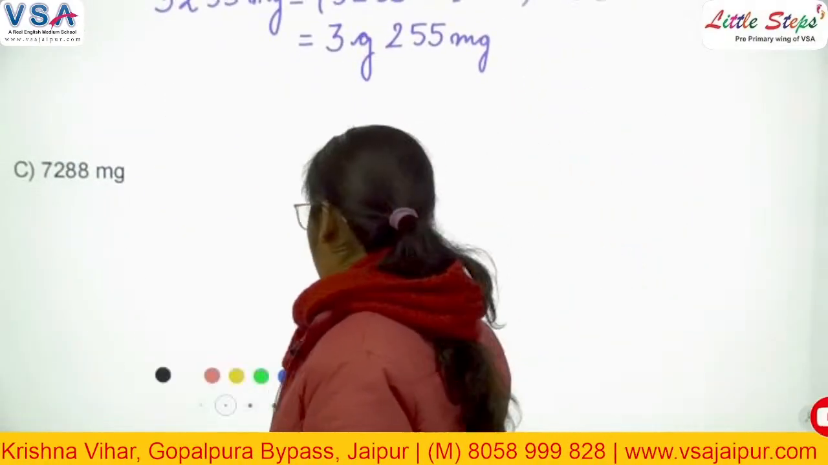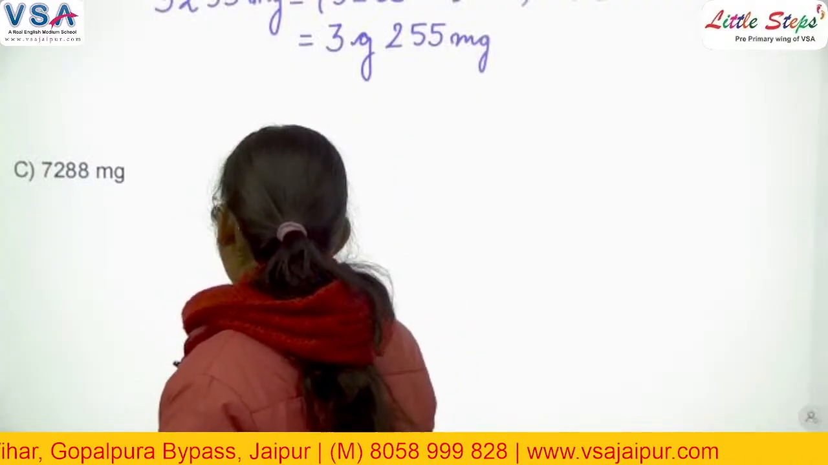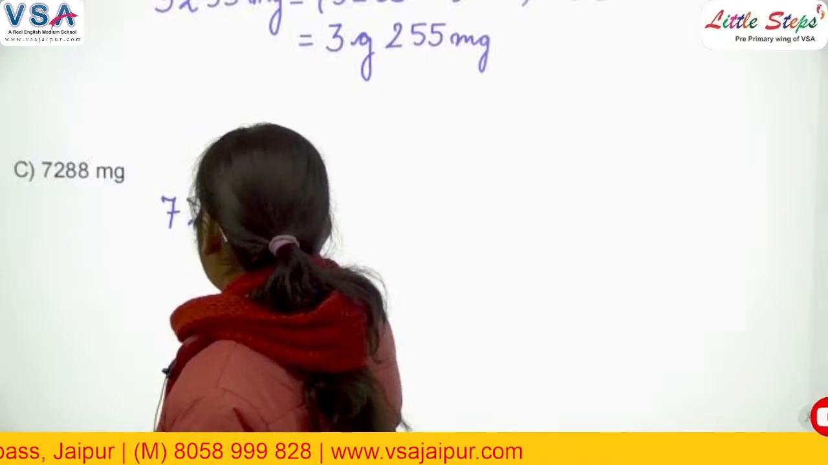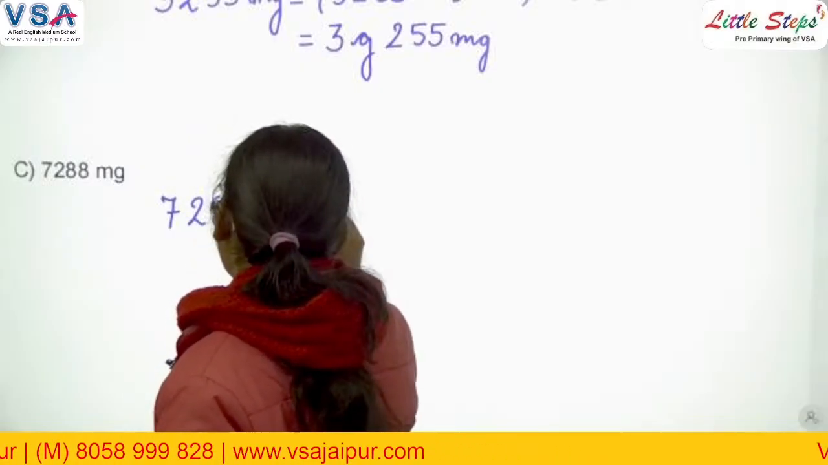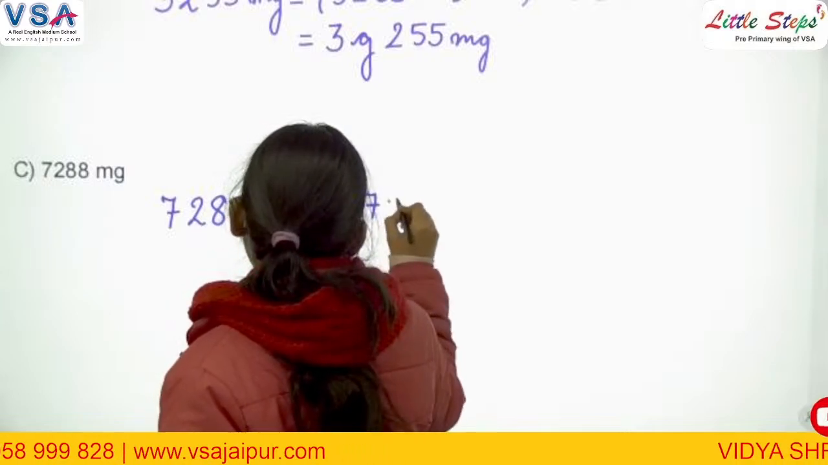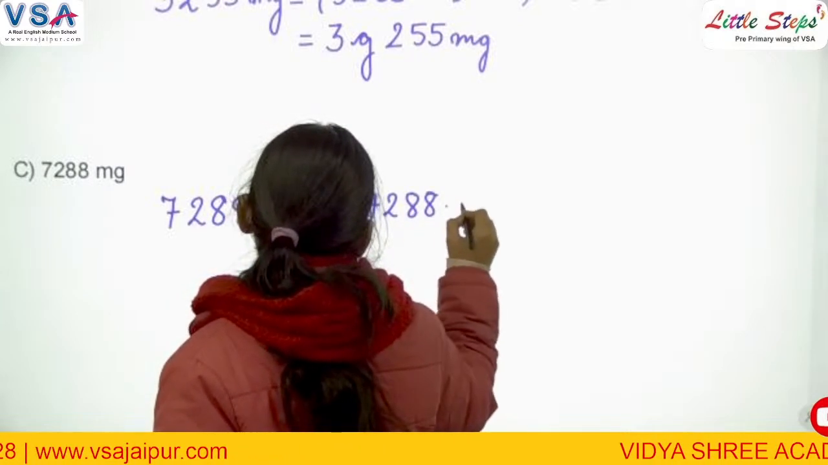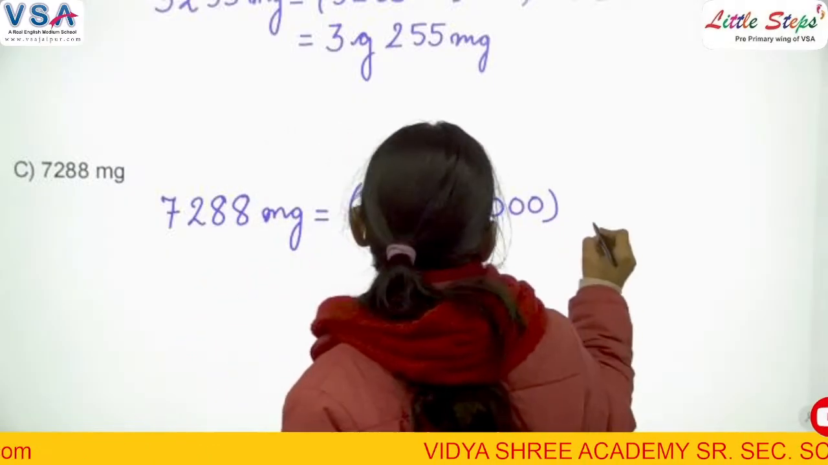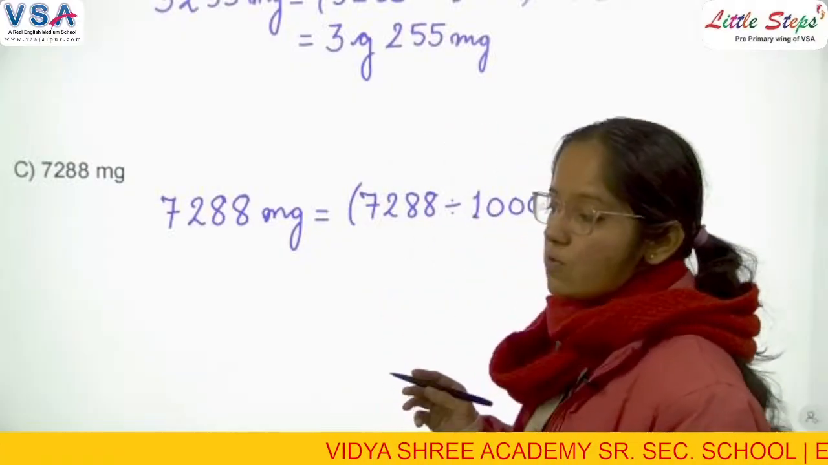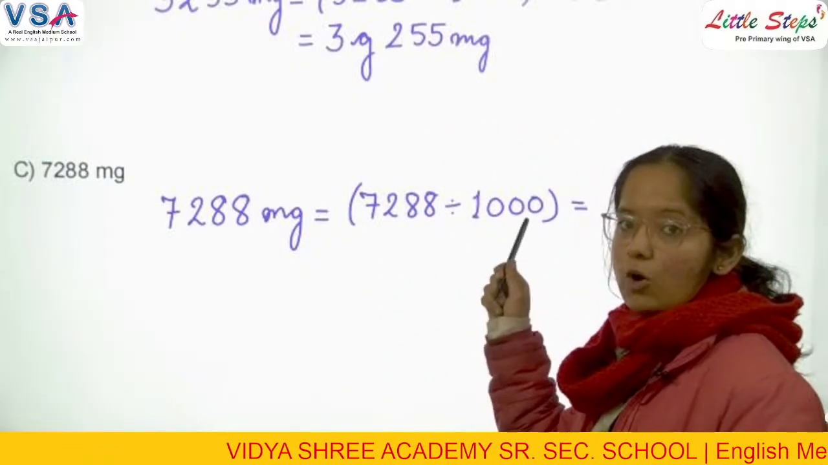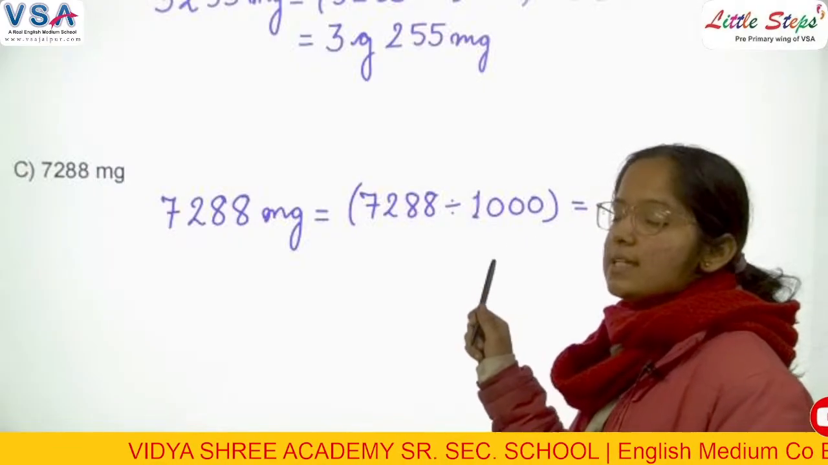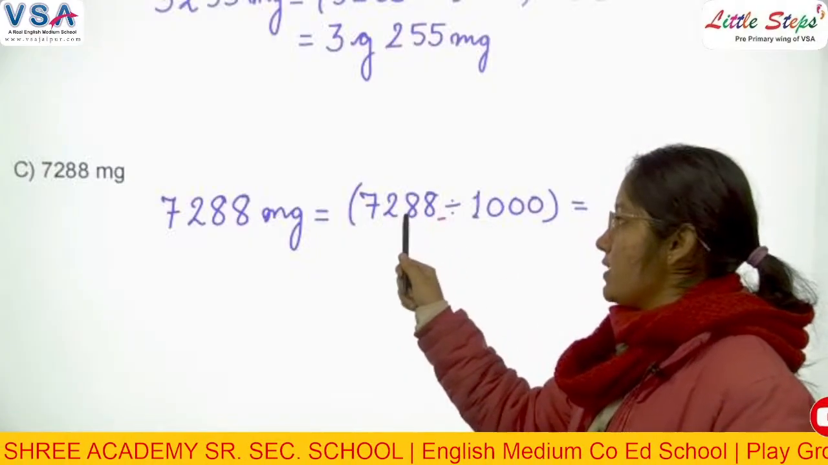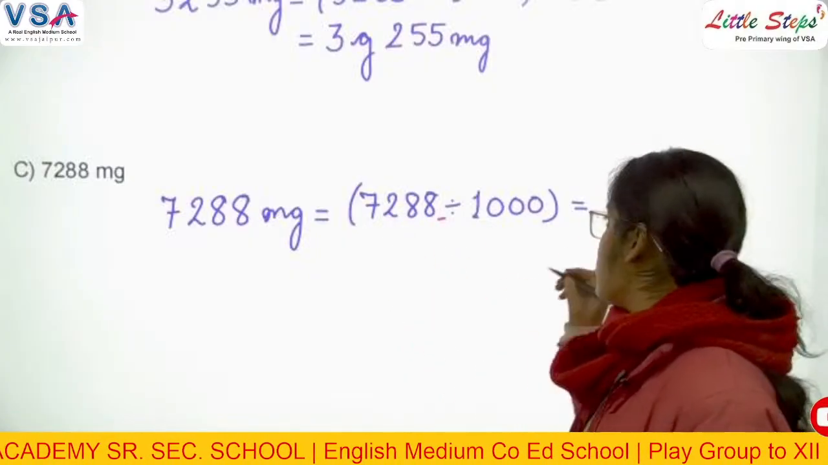Next one, when we move from this part to this part, it is 7288 milligram. Now 7288 divided by 1000. 1000 has how many zeros? 3 zeros. So when we put the decimal, it will be before the 3 digits. So 8, first, second, third. It will be here.